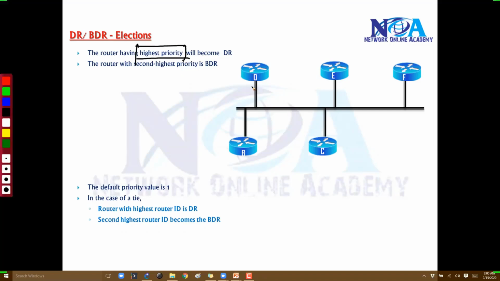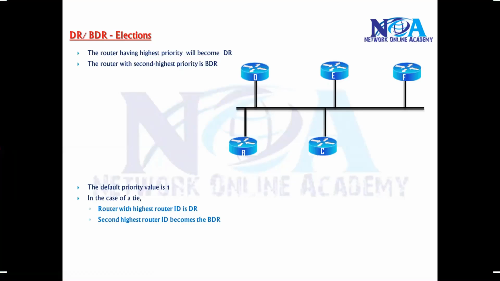So every interface has something called a priority value, and the default priority value is 1. Whichever device has the highest priority value will become the DR, and the router with the second highest priority value will become the BDR. So in our example, let's take an example. This is your topology, and assume these are the priority values we have configured.